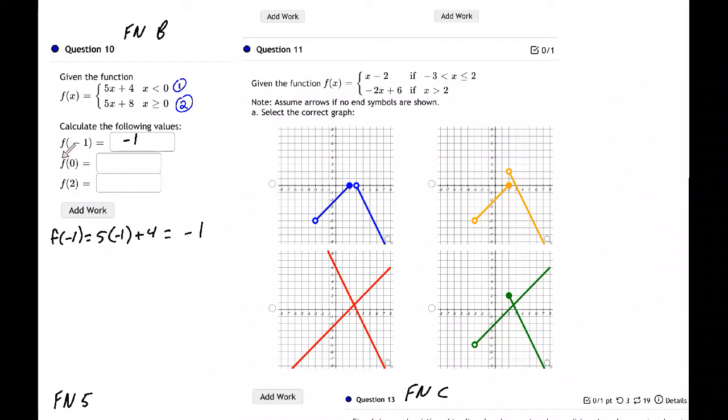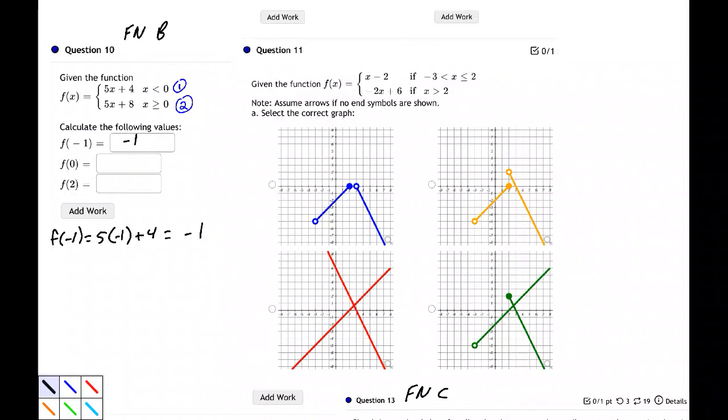For f of 0, we need to inspect our independent value there, the 0. Is 0 less than 0, or is 0 greater than or equal to 0? Well, 0 is greater than or equal to 0. So I'm going to use the second function for this. So f of 0 equals 5 times x plus 8, and I'm replacing the x value with 0. Evaluating 5 times 0 plus 8, that is 8. So f of 0 equals 8, and that's what I'll put in my box.